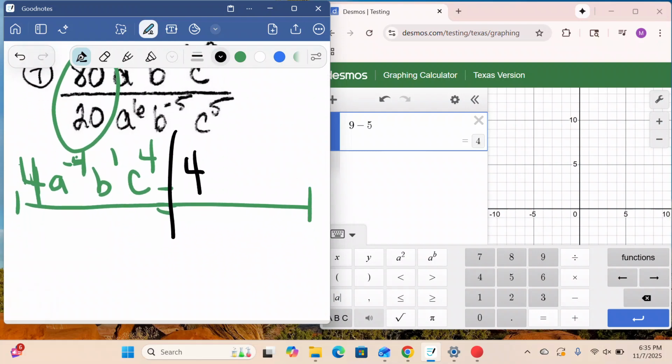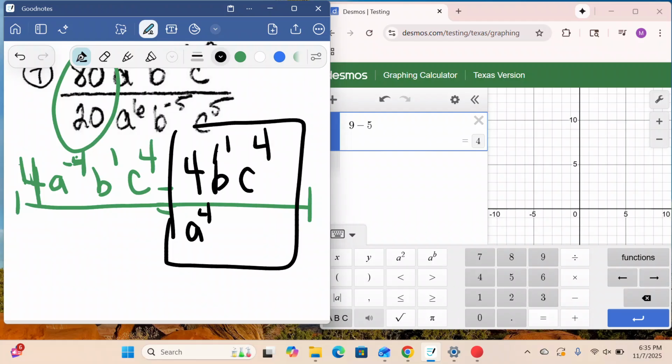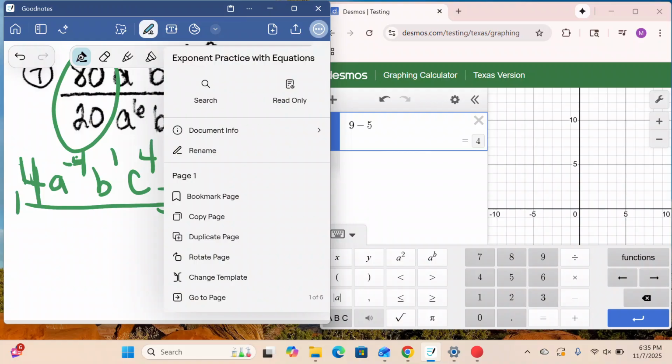Then I don't like that A to the negative 4. I cannot have an A to the negative 4, so I'm going to multiply by the reciprocal. But the easiest thing is just to throw it down to the denominator. It becomes positive. And then B to the 1 power, I'm going to leave him alone. He's going to stay at the top, and C to the 4th is the same thing as C to the 4th right there. So I have all my exponents positive, so that is my answer. Looking at that, it looks complicated at first, but it really is not complicated. So I'm going to go to my next one.